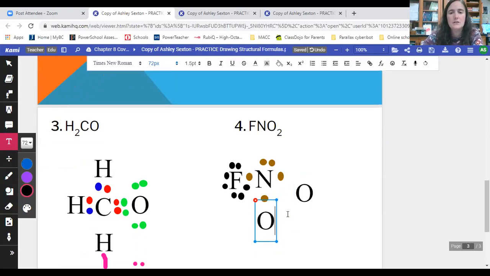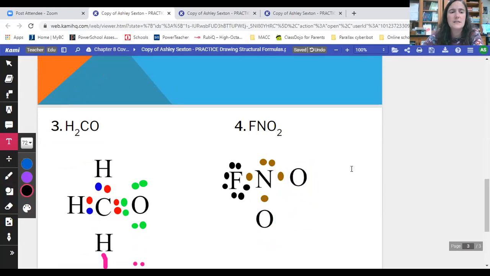Okay, oxygen here. Oxygen here. Oxygens each have 6. We're going to have a double bond somewhere. So it really doesn't matter which oxygen we choose to make that double bond with. This one could have the double bond. This one can have the double bond. Let me show y'all why it's a double bond first.